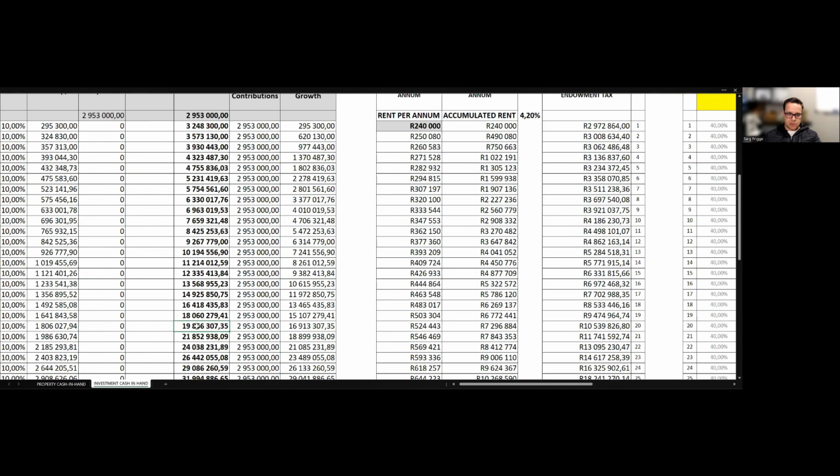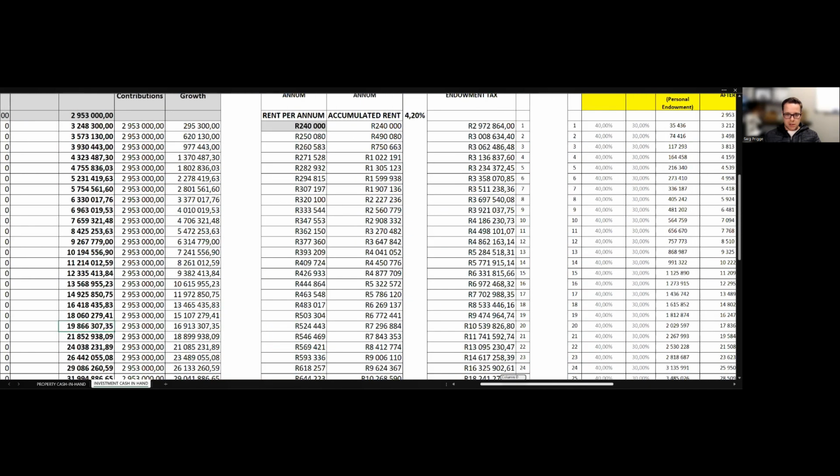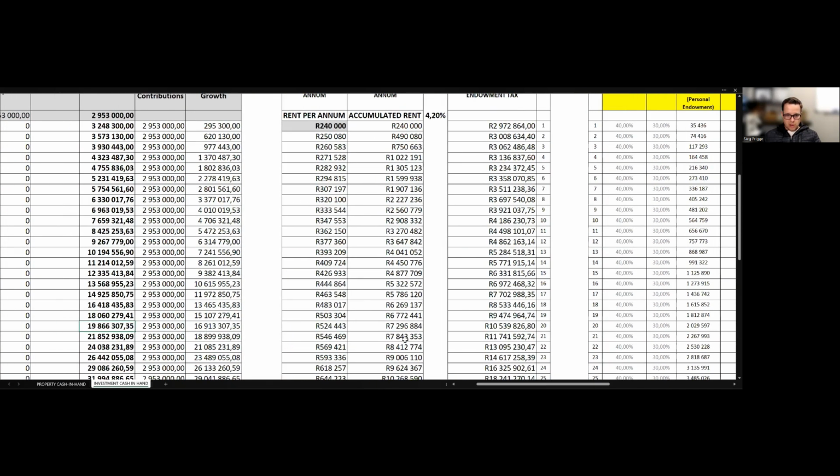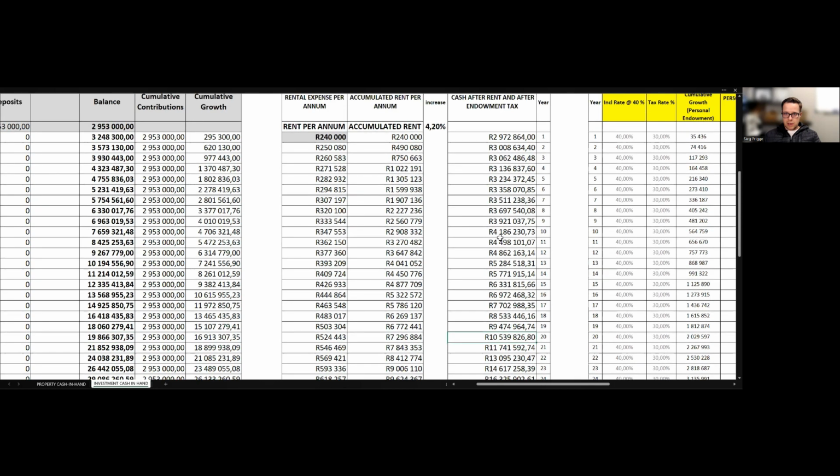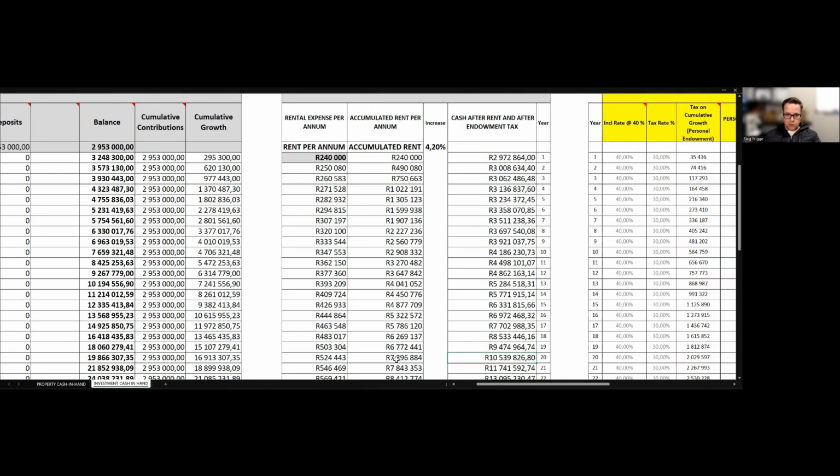Now that doesn't mean it's actual money in your pocket. We'll have to take that into consideration on the right-hand side here. So money in your pocket will be the following. Here you can see your rental paid over 20 years. By this time, you're already paying 524,000 Rand per annum on rent. You've paid 7.2 million accumulated rent so far. I mean, that's a lot.